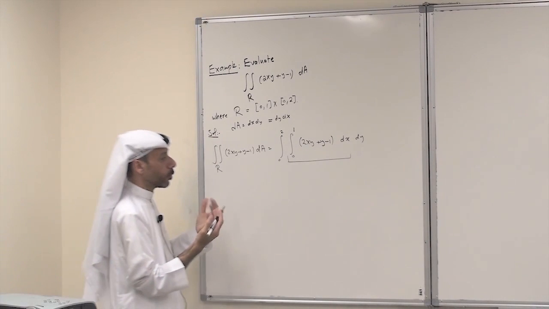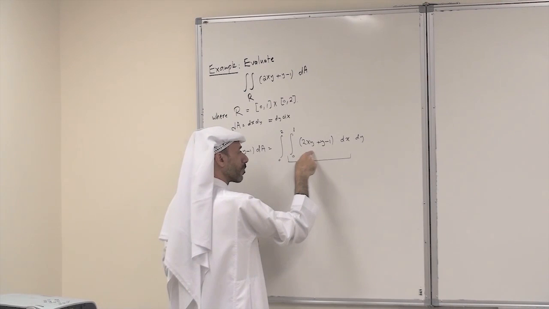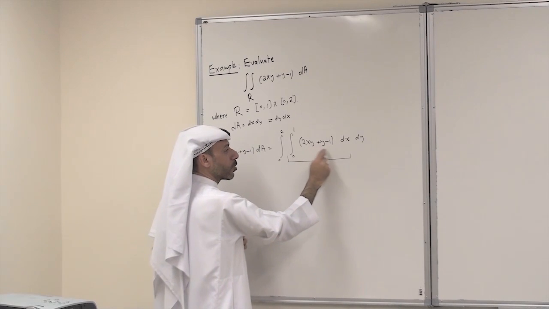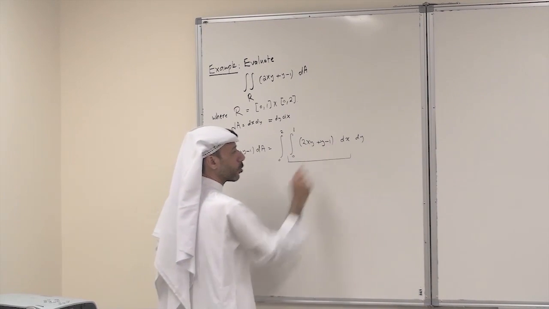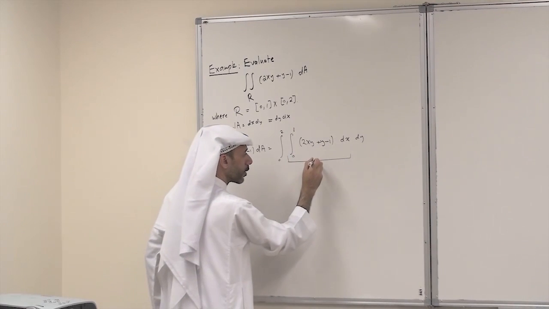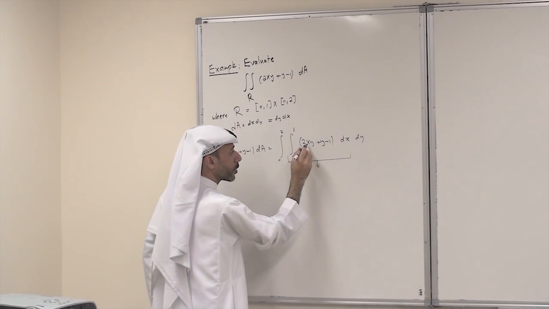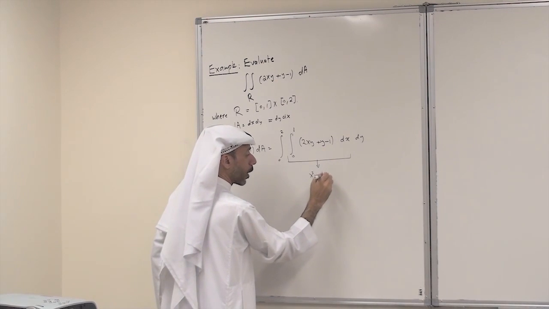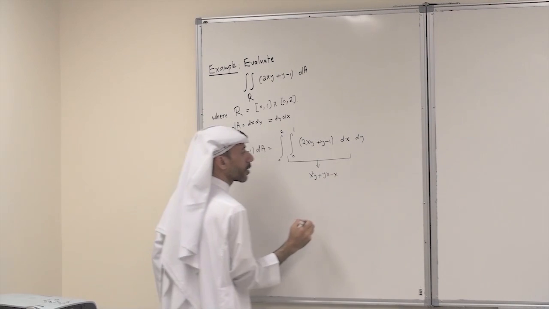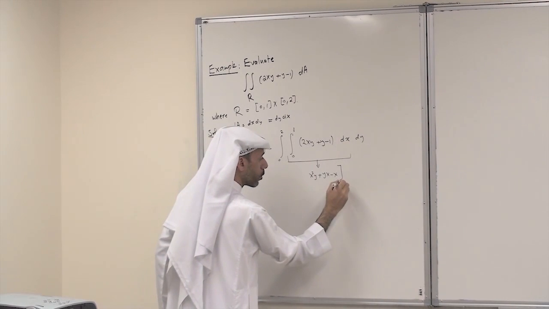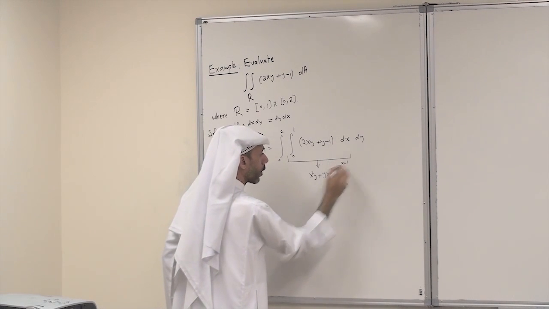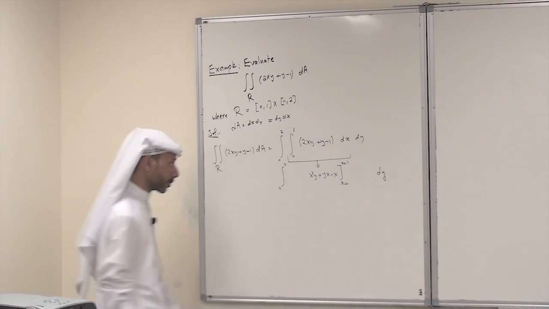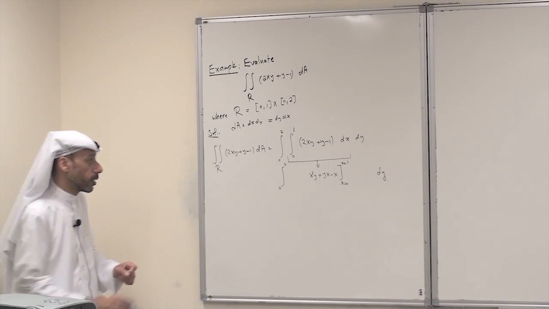Now we evaluate. We start by evaluating the inner integral, with respect to x. To do that, I look at y as a constant and integrate with respect to x. So this becomes x squared y plus y x, because y is a constant, minus x, from x equals 0 to x equals 1. The outer integral, from 0 to 2 with respect to dy, we leave as it is. This is how we integrate with respect to x.